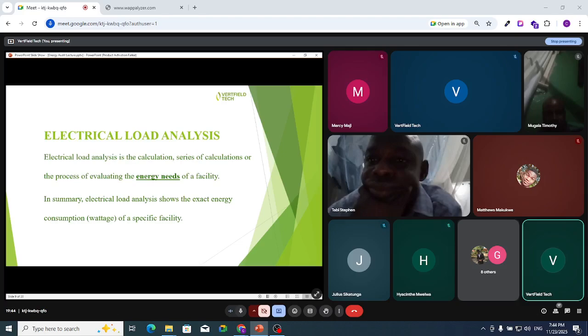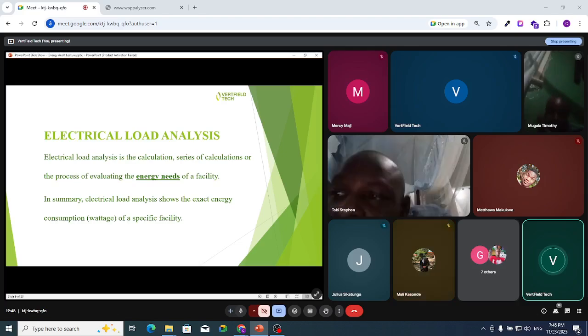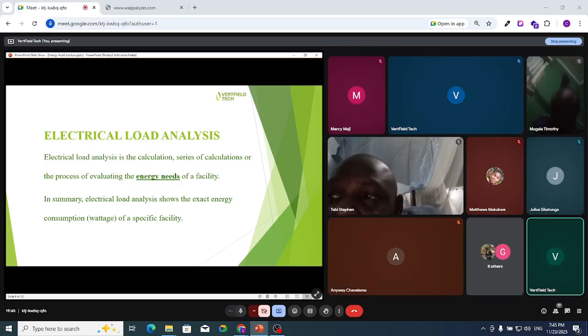So, for you to say a facility is consuming 5,000 watts, it means that you have evaluated the loads in that facility. You have done major calculations and system design before you can arrive at that figure for your facility consuming 5,000 watts. All right, so electrical load analysis is what we are going to be looking into.